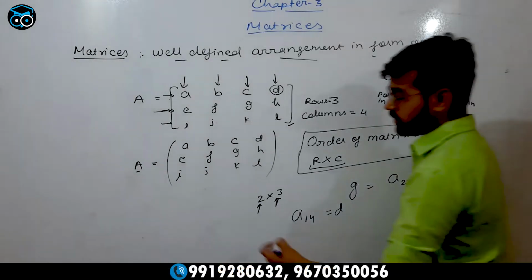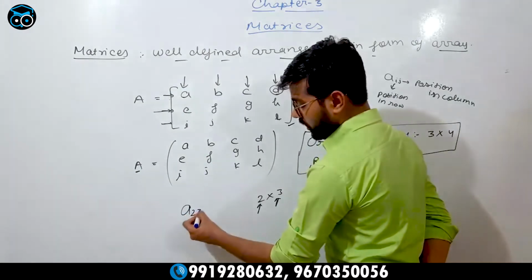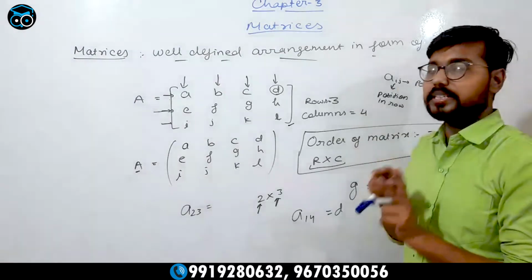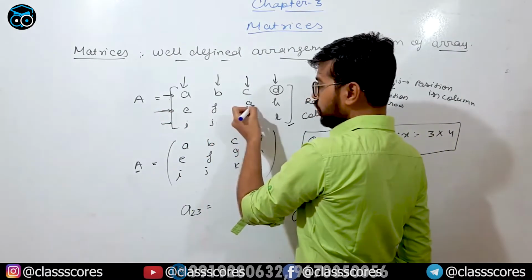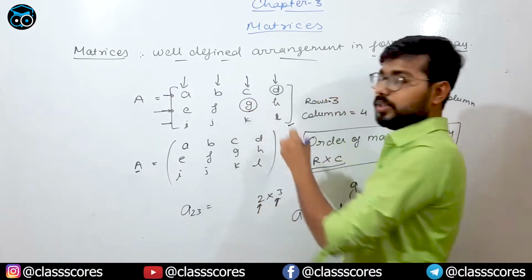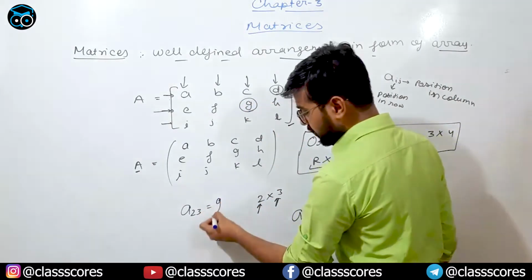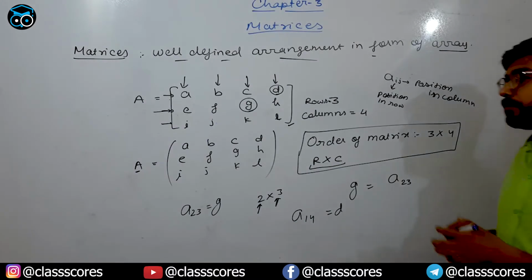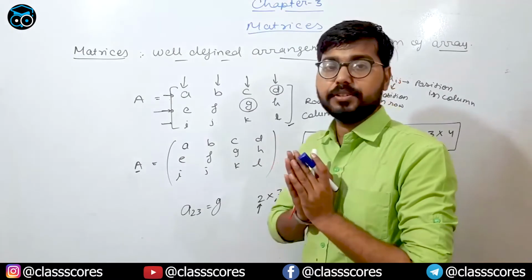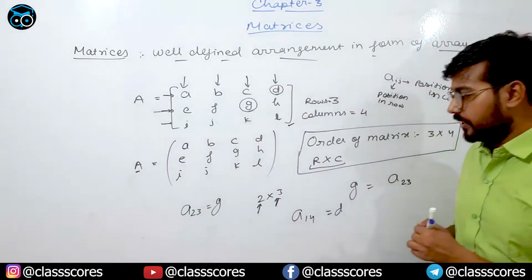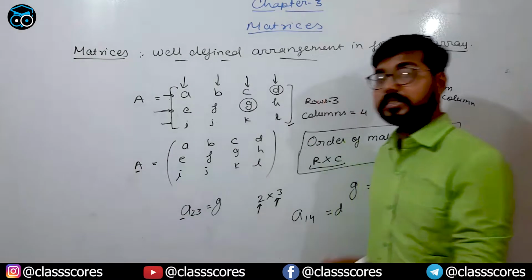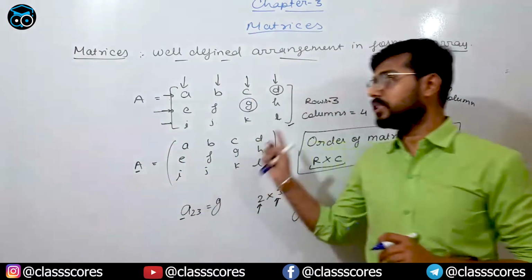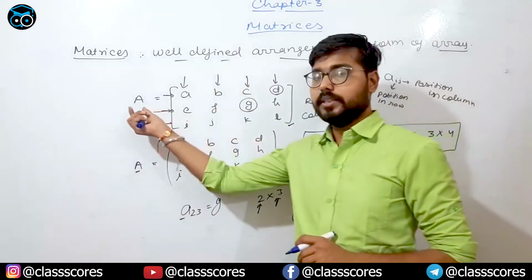Clear? If someone asks to find the value of a23, you can check the value from the second row and third column. So the value is G. So you can write the value of this is G. Clear? So this is the basic definition and identification of any matrix. Here small a always represents the element of that matrix and capital A always represents the whole matrix. Clear?